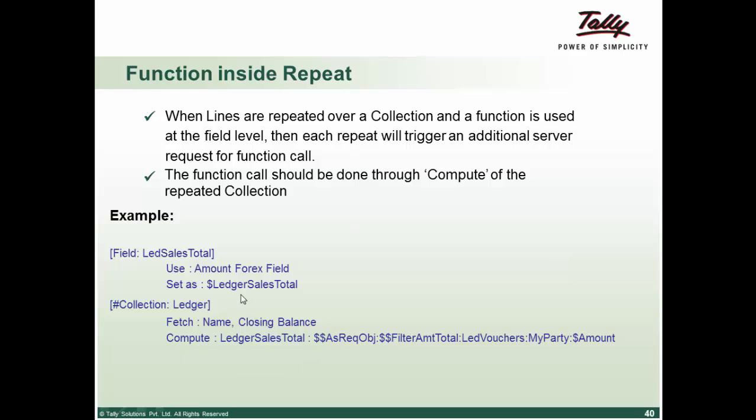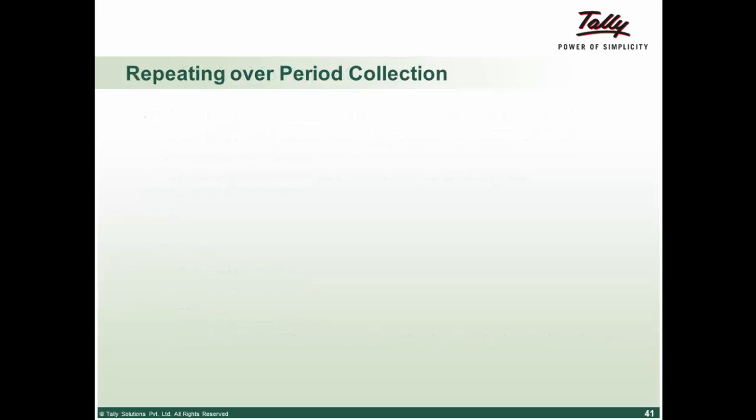Then when you need a function at a collection, say here is where I need the total, instead of specifying the function here, compute it at the collection level. Say you are repeating your line on a ledger collection and you specify this function separately here. What will happen is it will go for a request back to the server, get the value, total it up and flush it back. That does not make sense. Compute it here. It will reduce the number of function calls sent to the server.